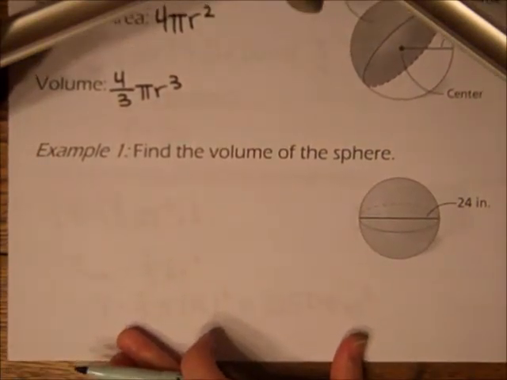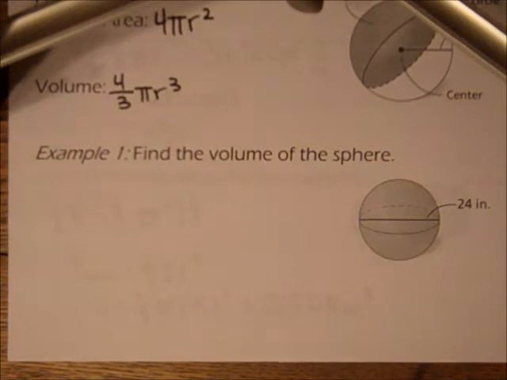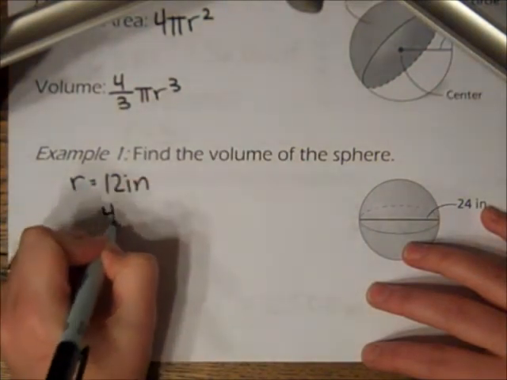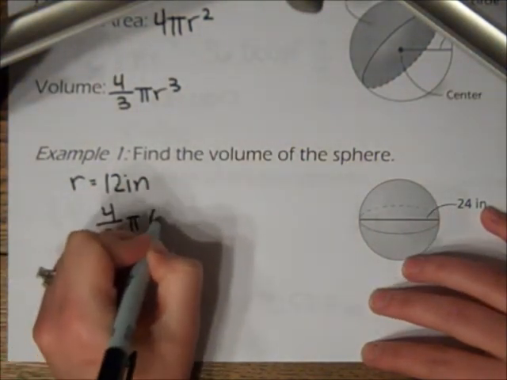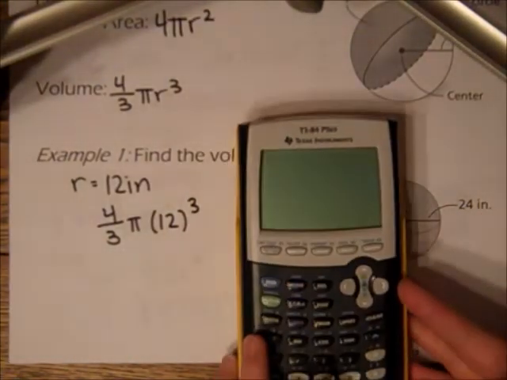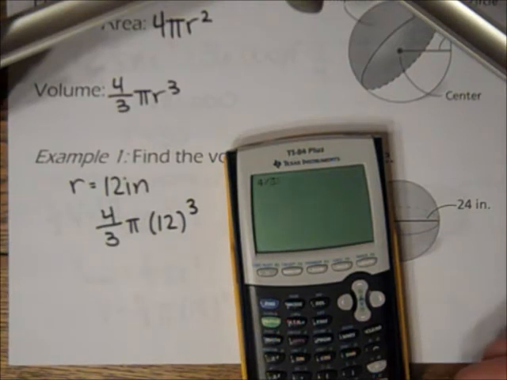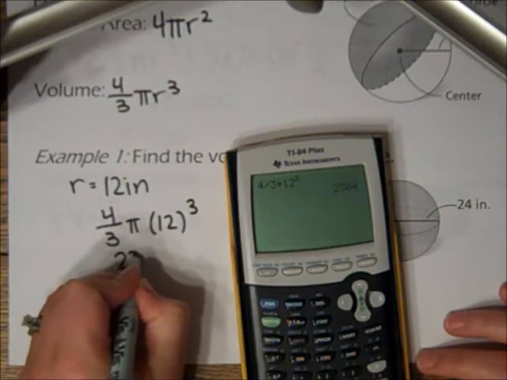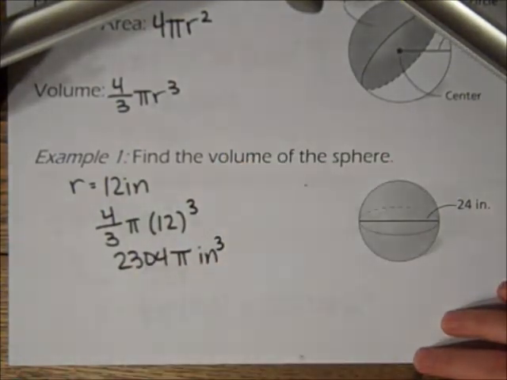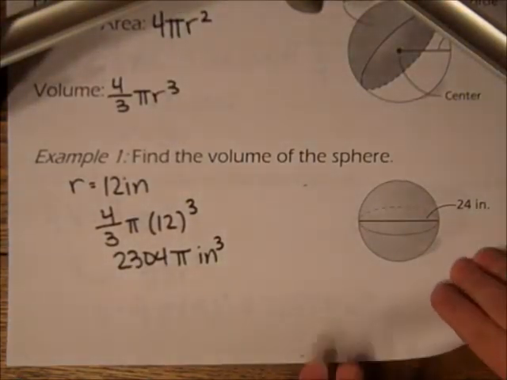Okay, so example 1 is pretty straightforward. Find the volume of a sphere. The only thing is they gave us the diameter as 24, so we know that means the radius is 12 inches. And then we can just plug that into the formula. As far as cubed goes, how you would type this in your calculator is 4/3 times 12. You're going to use the little caret button right above the divide sign to raise it to the third power. So this is 2304 pi inches cubed. Okay, try B and C by yourself.